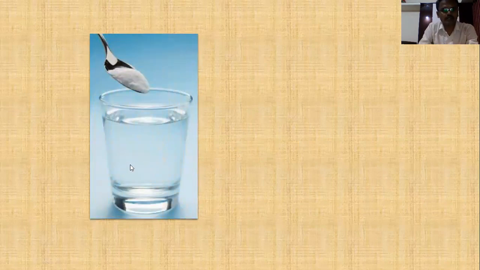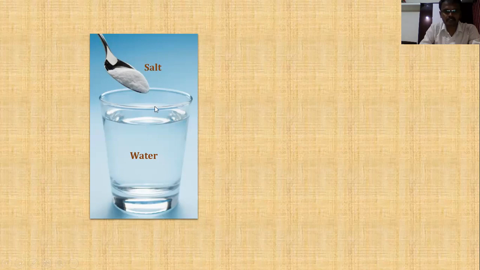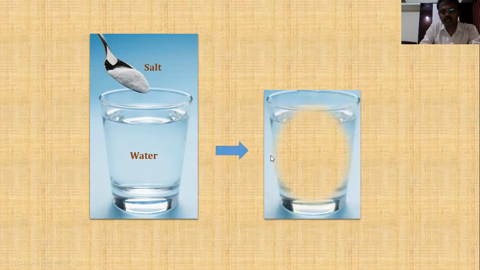Students, take a closer look at this image. Here in a glass we have water, and in a spoon, half a spoon of salt we have taken. So this is salt and this is water. And now we will mix these two substances. This is a different substance, this is a different substance. So we'll mix salt in water and stir it well. Then we are going to get this substance.